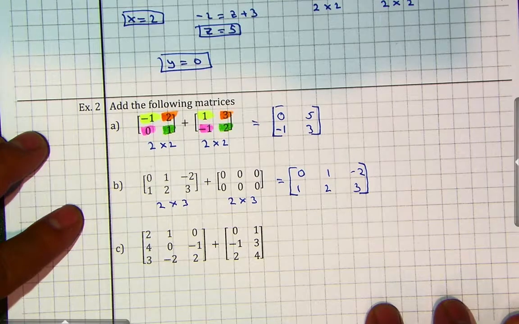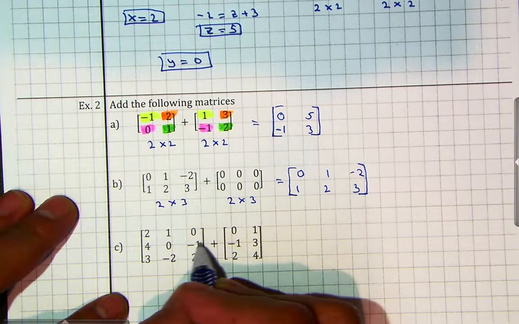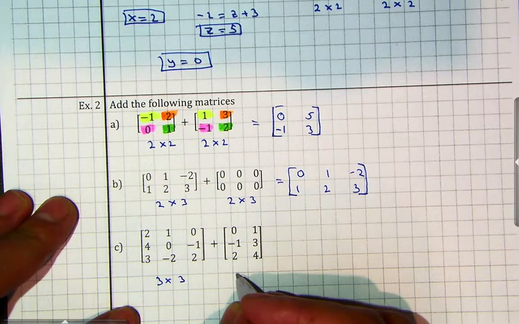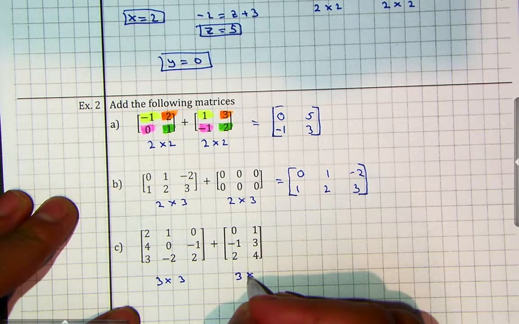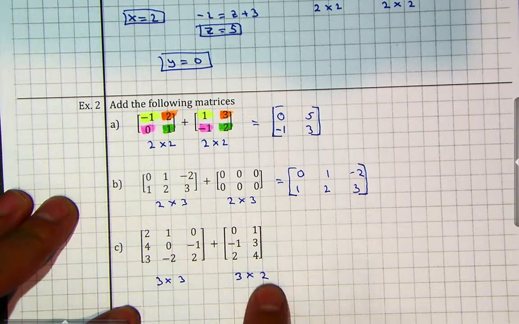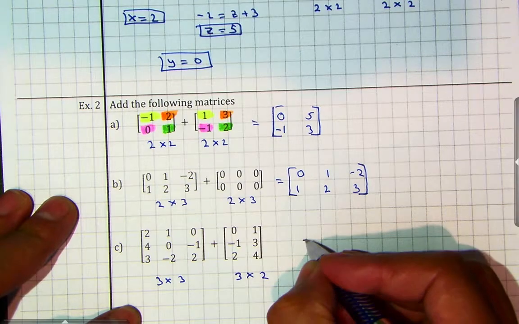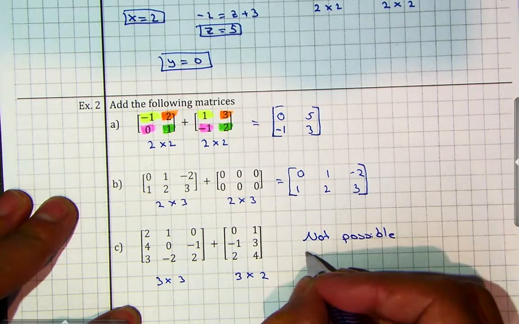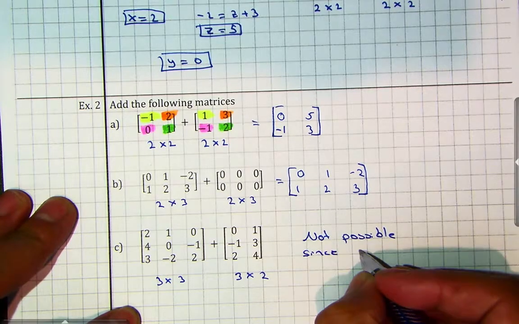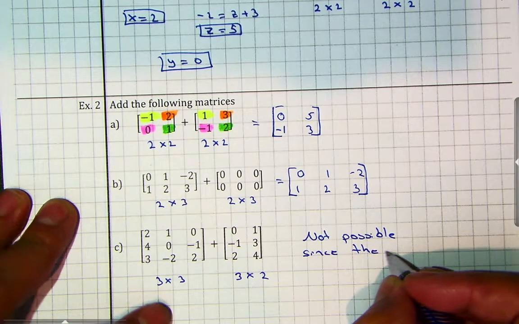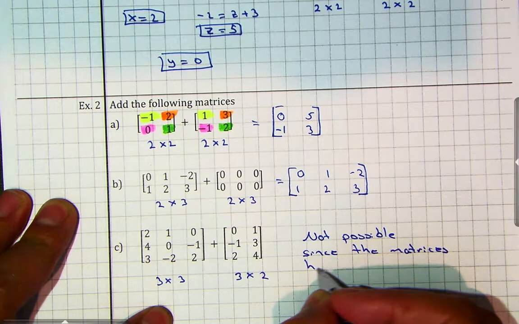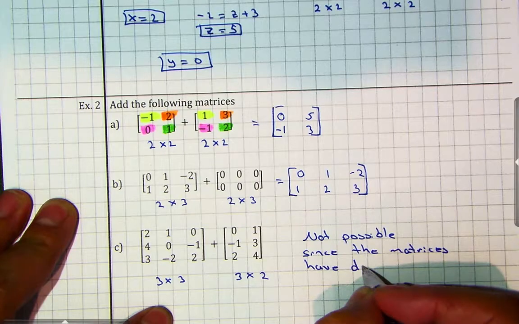And letter C. This is a 3 by 3. And this was a 3 by 2. Since they have different dimensions, then not possible, since the matrices have different dimensions.